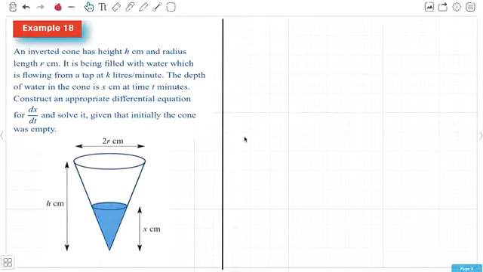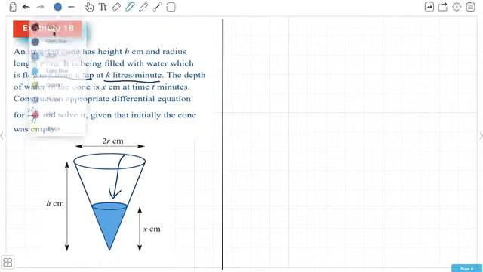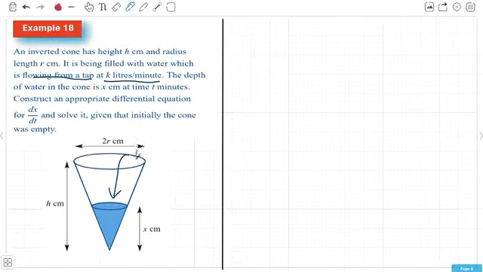In this example we're looking at an inverted cone and it's being filled with water. You can see there's a little bit of water in there already. So you can imagine water is going into this cone. It says here water is flowing from a tap at a rate of K litres per minute. So I might just do this in red so you can see. We've got K litres per minute going into that cone.